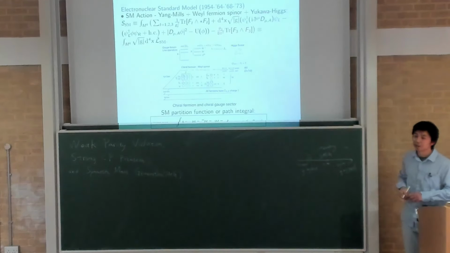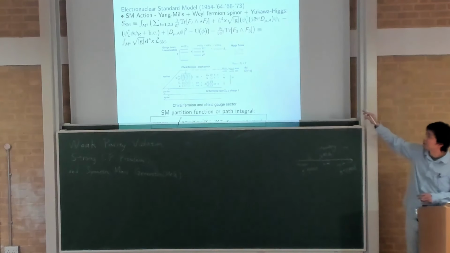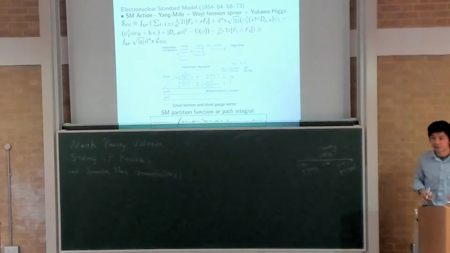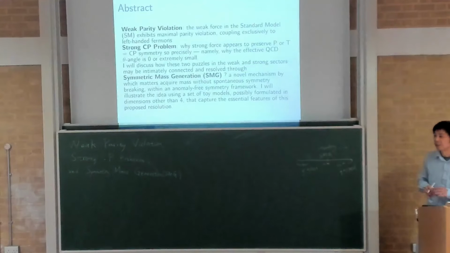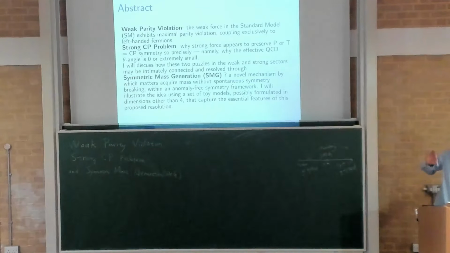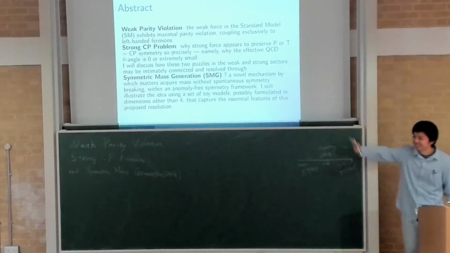That's right, yeah. So 1, 2, 3 is for U1, SU2, SU3, and F3 is the field strength for the SU3. Okay, so far it's kind of boring, so let me get to something more interesting now.